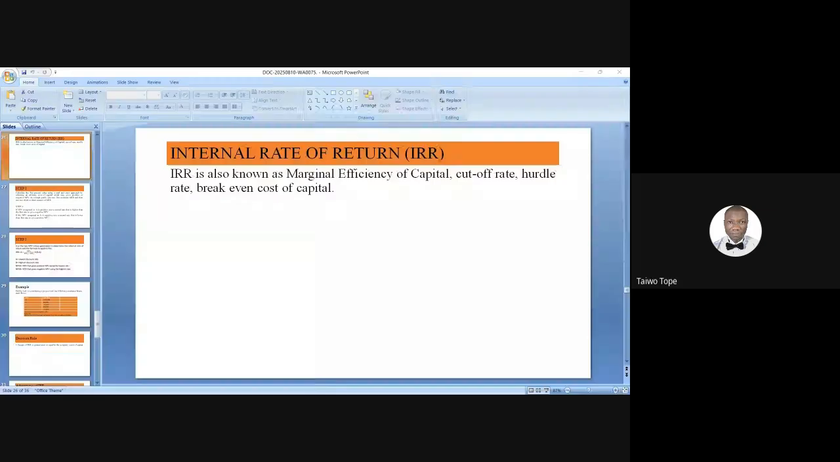And when we are solving internal rate of return, we have to consider issues of relevant costs, relevant cash flows. And we said in the last class that relevant cash flows are cash flows that have to do with future decision making. So internal rate of return can be seen as a discount rate at which the present value of all future cash flows is equal to the initial investment.